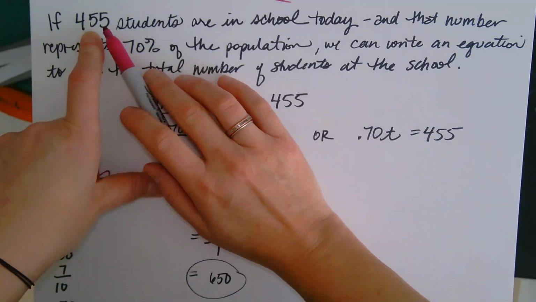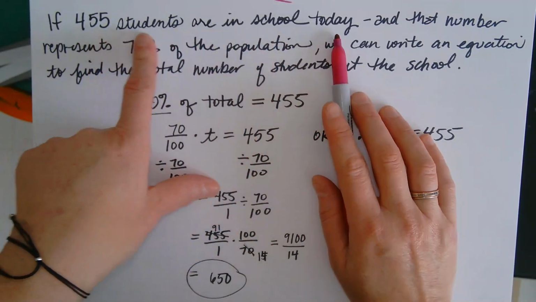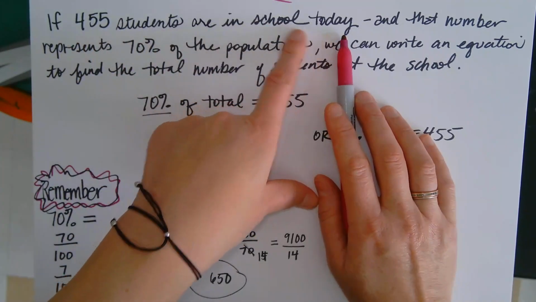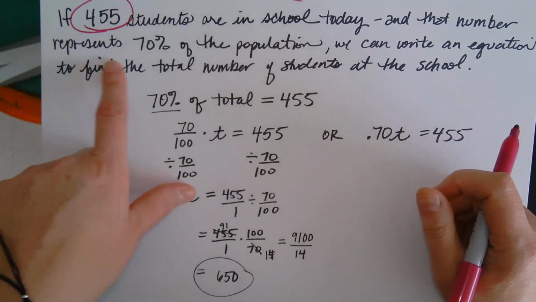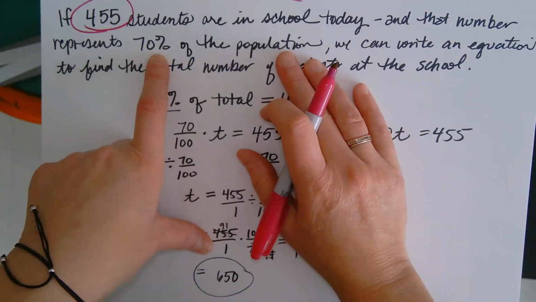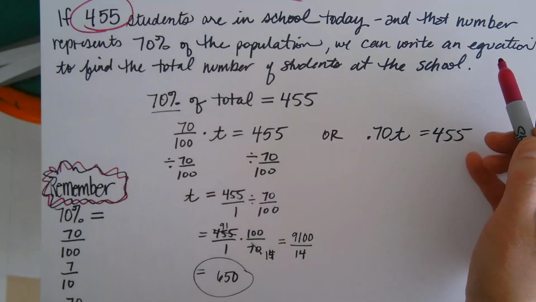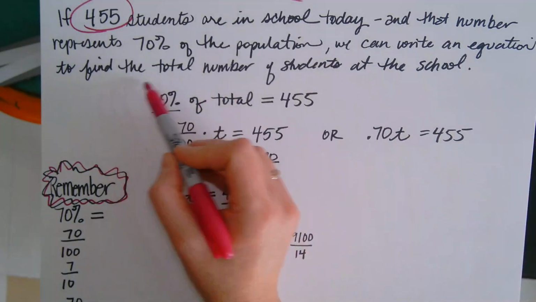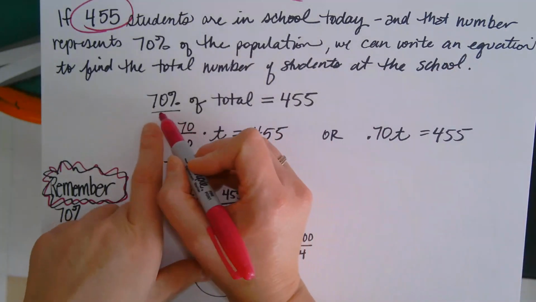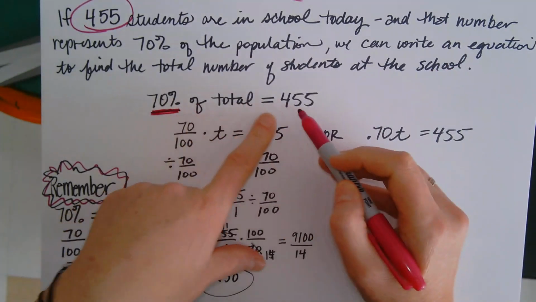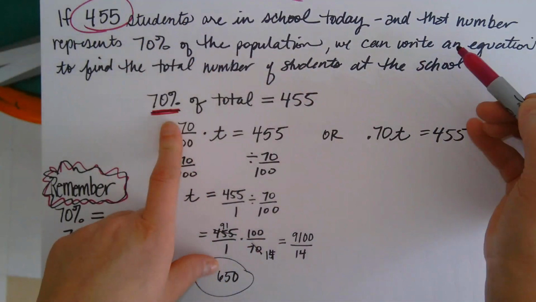Here's the problem. If 455 students are in school today, so we're going to say that that's a true statement. We're also going to say that this number, 455, represents 70% of the total school population. And so we're going to write an equation that would help us figure out the total number of students in the school, the total population of the school. So here's what we know. We know that 70% of the population is 455, because that's what information we were given.